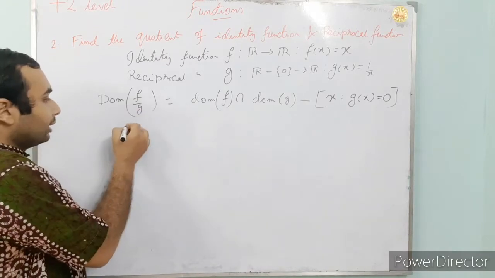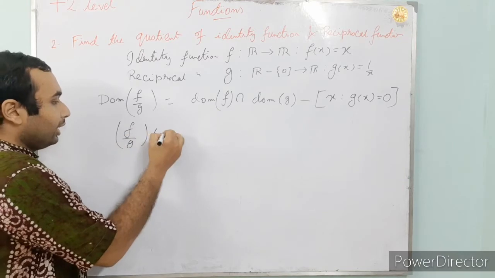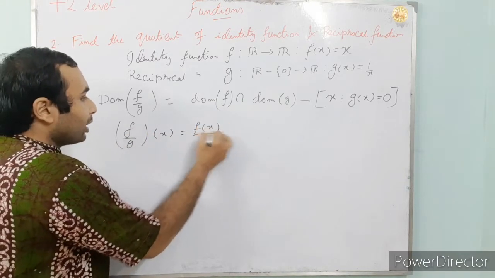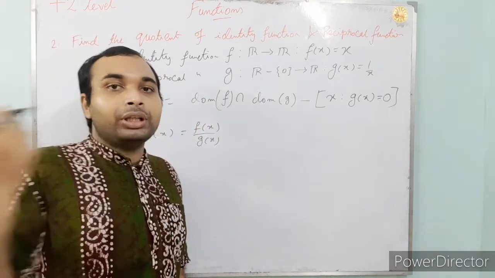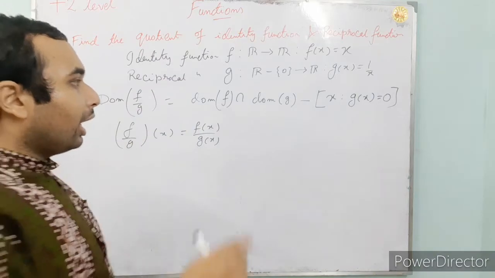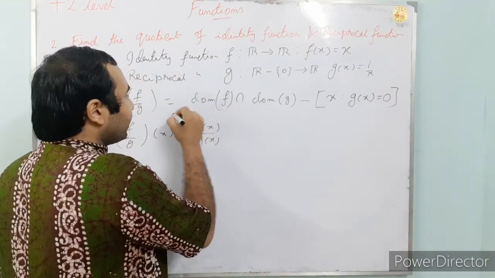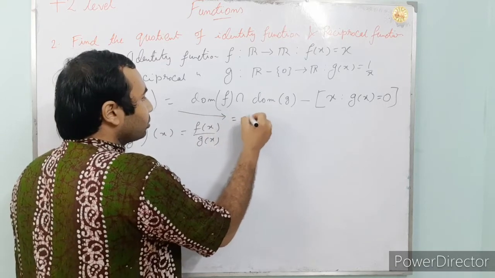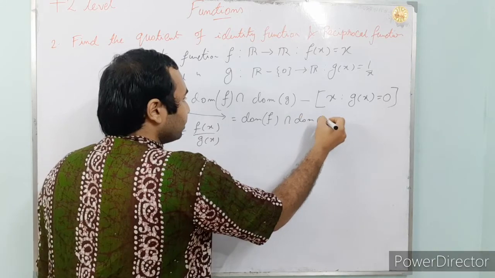f by g of x equals f(x) by g(x), you know. Now whenever g(x) equals 0, then it will be undefined. So we have to take outside that one. Now g(x) equals 0. Here if we write like that, it equals domain of f intersection domain of g.